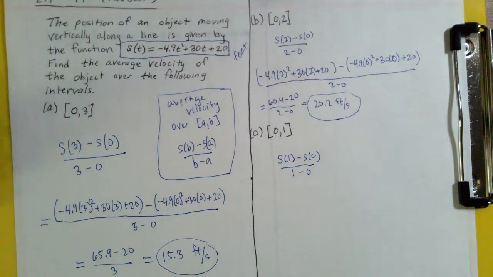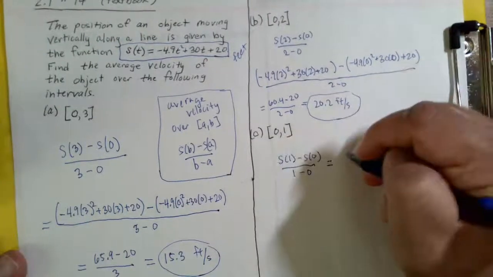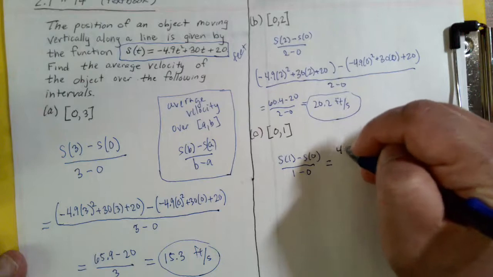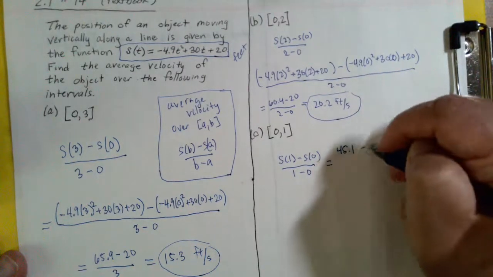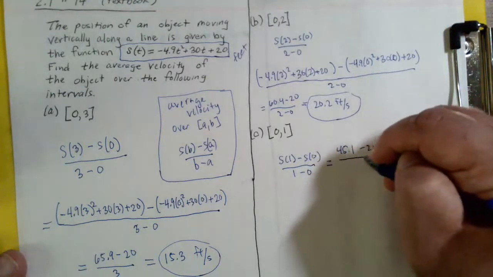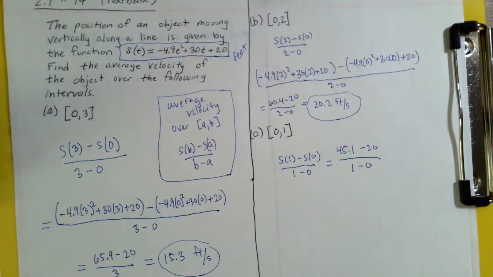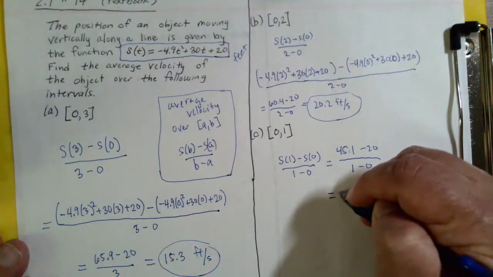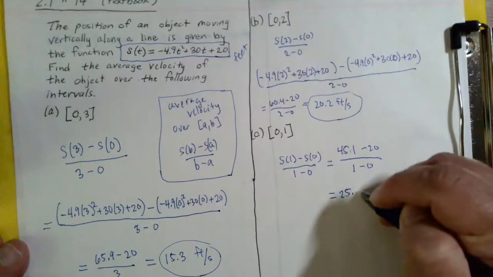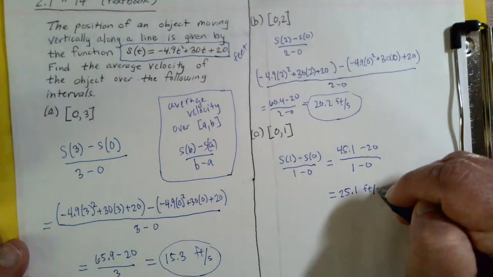S of 1, in this case, let me just get right to the numerical value. S of 1 is 45.1. S of 0 we know is 20. This would be over 1 minus 0. And this simplifies to 25.1 feet per second.